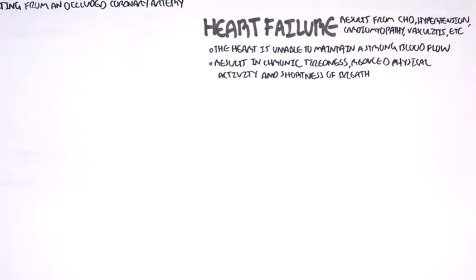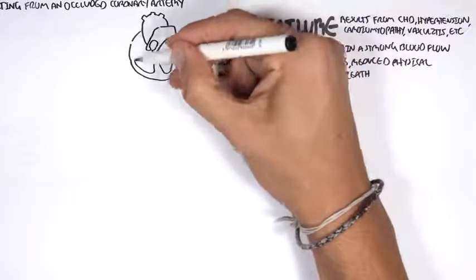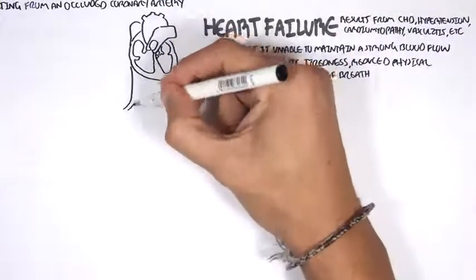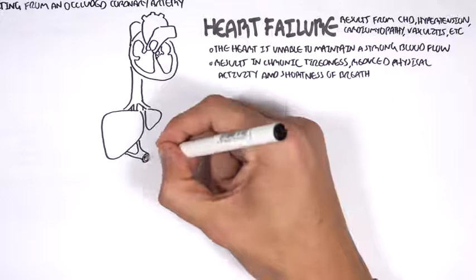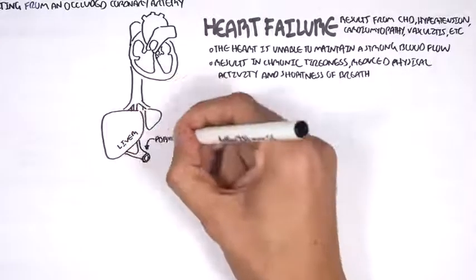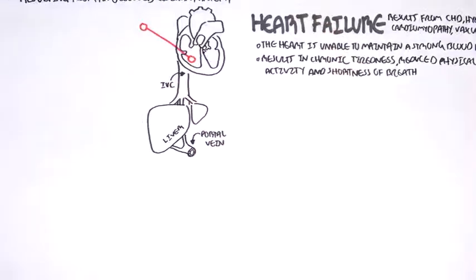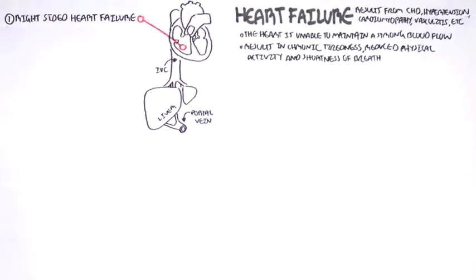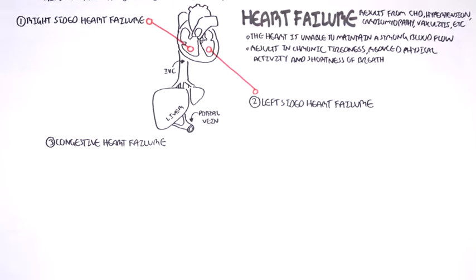So here we have the heart and its 4 chambers, and here we have the inferior vena cava, which connects with the liver via the hepatic vein, and coming out of the liver from the bottom, we have the portal vein. Heart failure can be divided into 3 types: right-sided heart failure, left-sided heart failure, and congestive heart failure.